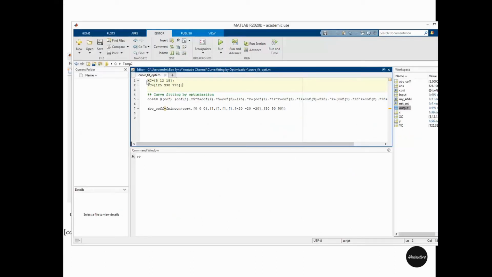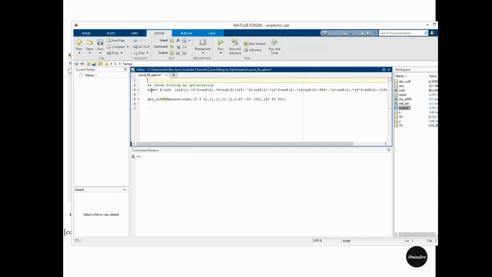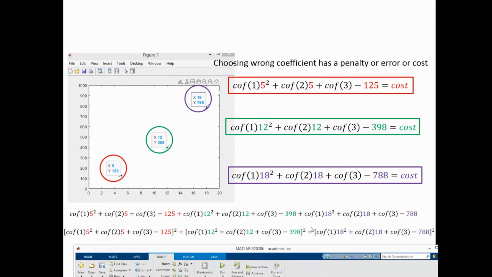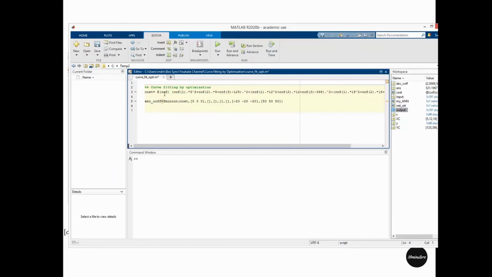Now, these are the x coordinates and these are the y coordinates. We don't need them separately because we have already put x and y in our cost function. So we have built this cost function as a function of cof, and in cof we have cof1, which should be the value of a, cof2, which should be the value of b, and cof3, which should be the value of c. So we have just written this particular equation as our cost function, as a function of cof. This cof includes cof1, cof2 and cof3.